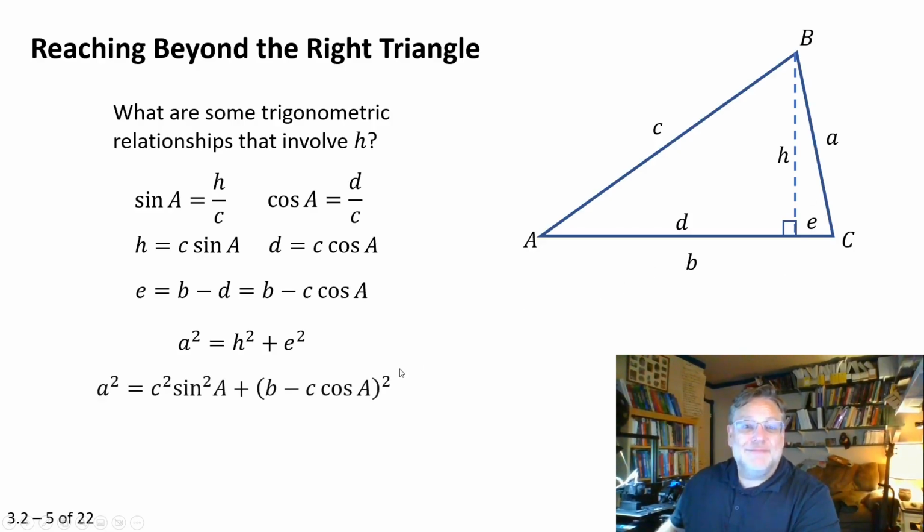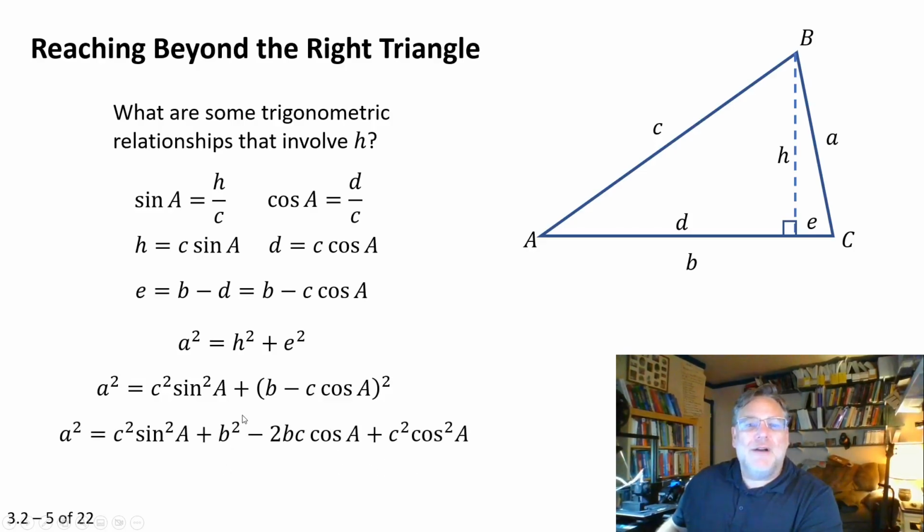And we can keep a squared the same, make a squared, plug in c sine of A in for h, and that becomes c squared sine squared of A. And then plug in this expression here for e and square it, and that becomes b minus c cosine A, the whole thing squared. Okay.